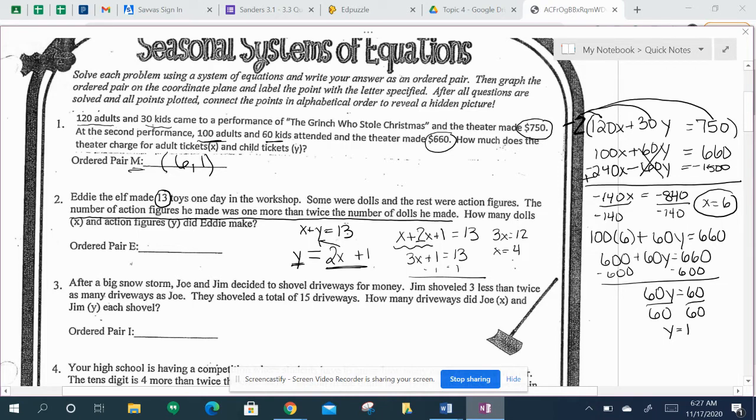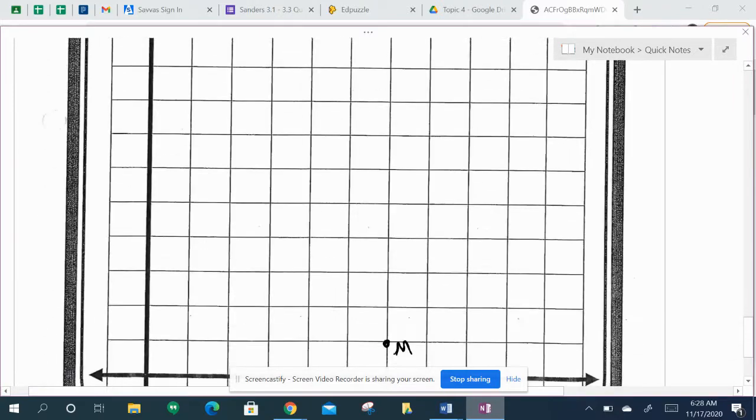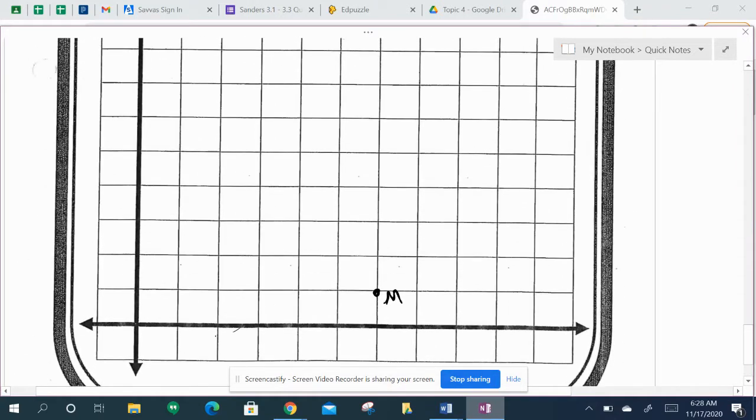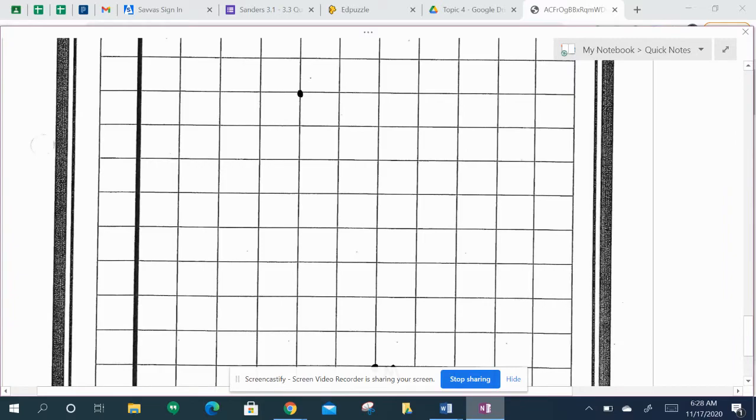Now, plugging back in, I can use either equation that I want. They're both pretty easy, but I like to use this one where y is already by itself. So plugging that 4 back in, I get 2 times 4 plus 1. Well, 2 times 4 is 8, and 8 plus 1 is 9, so that tells me my y value is 9. So I've got the solution of 4, 9. Again, I'm going to come down and plot that point. Oh, it's labeled E. So I'm going to plot that point over 4, up 9. So 1, 2, 3, 4, up 1, 2, 3, 4, 5, 6, 7, 8, 9, and I'm going to label that point E.